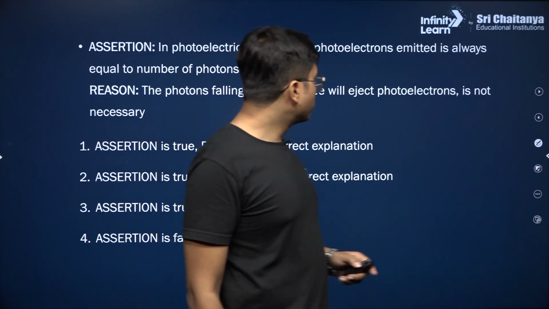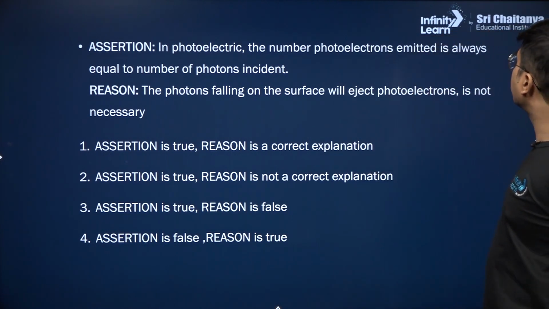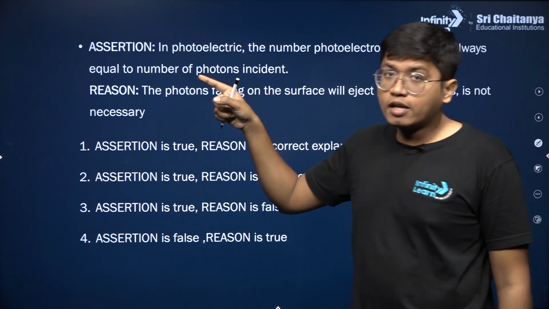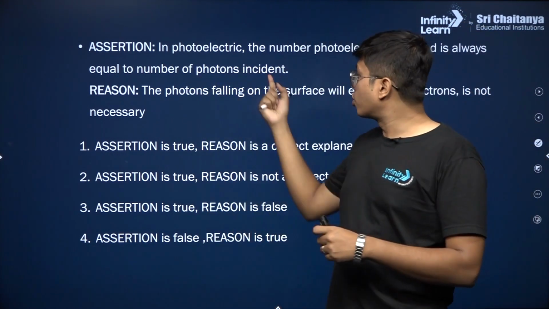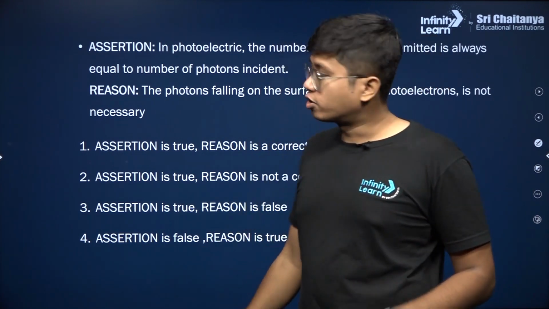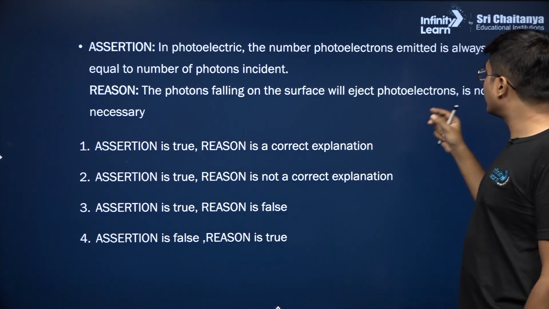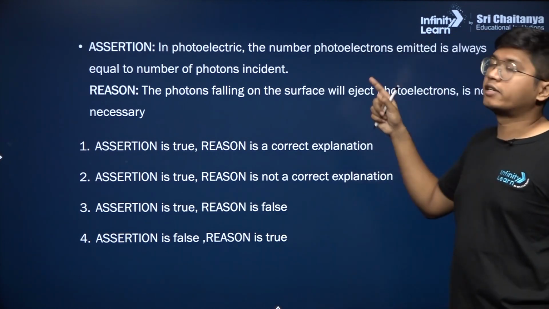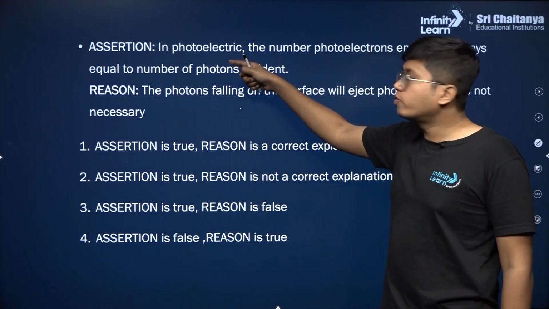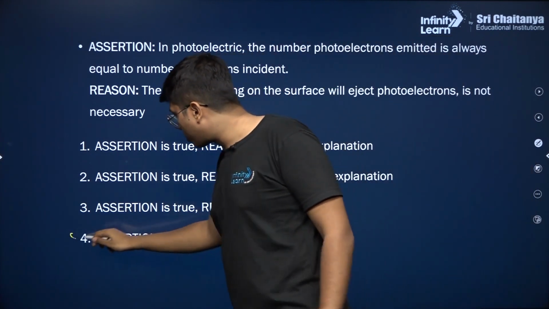Okay, let's move on. This one says that in photoelectric effect, number of photoelectrons emitted is always equal to number of photons incident. This is an incorrect statement, because if the energy of the photons incident is less than the work function, then no photoelectrons will be emitted. So assertion is wrong. Reason says that the photons falling on the surface will eject photoelectrons is not necessary. This is correct. This is actually the statement that disproves this theory. So reason is correct, assertion is wrong. Our correct option is option 4.